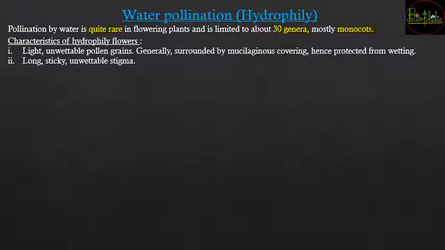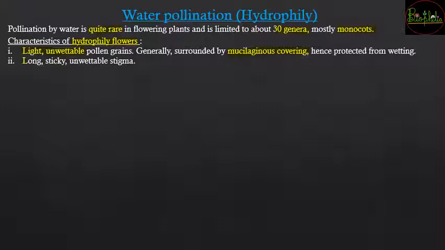So let's understand now what are the characteristics of hydrophily flowers, यानी जो flowers water pollination prefer करते हैं, what are the characteristic of these flowers. So first of all, the pollen grains should be light and unwettable. अब ऐसा क्यों होना चाहिए, because again the water currents have to carry these pollen grains. अगर वो heavy होंगे they will sink into the water bodies. So they should be lightweight and unwettable, because if they get wet they may get damaged. So the unwettable property is going to be provided by the mucilaginous covering which would be over the pollen grains.